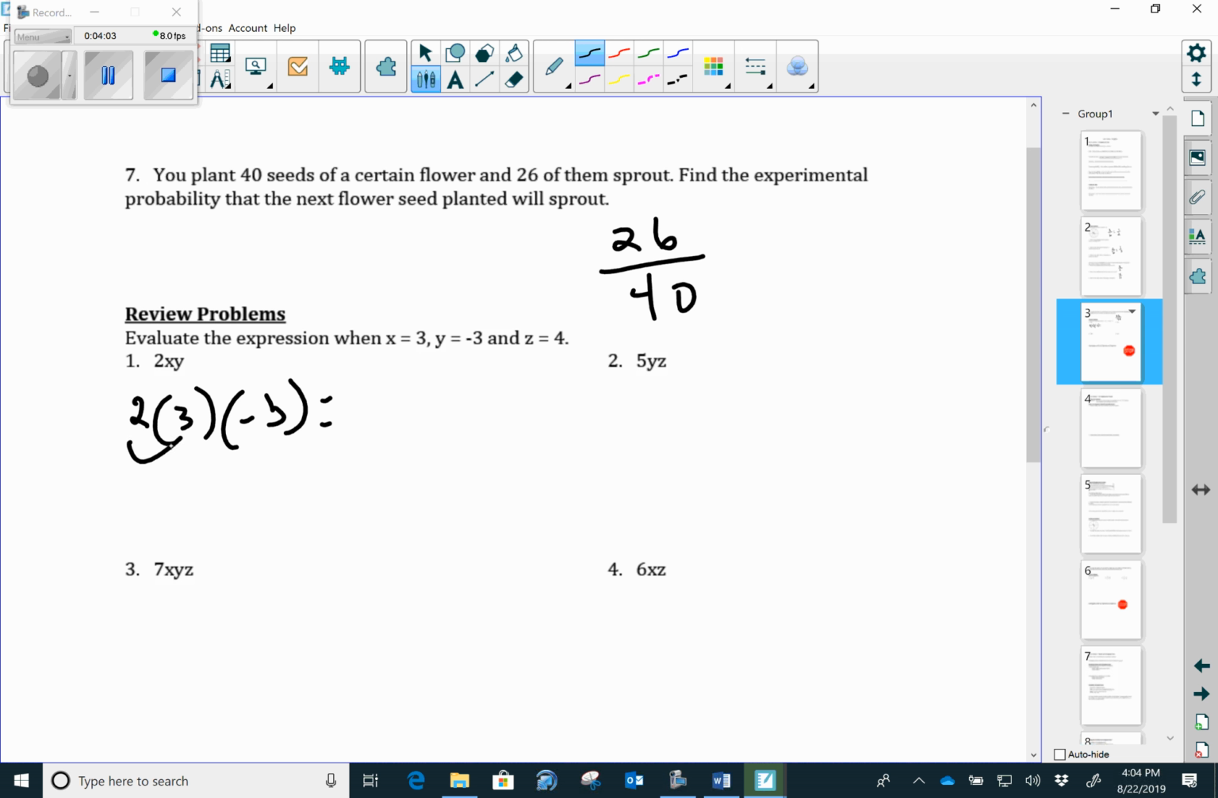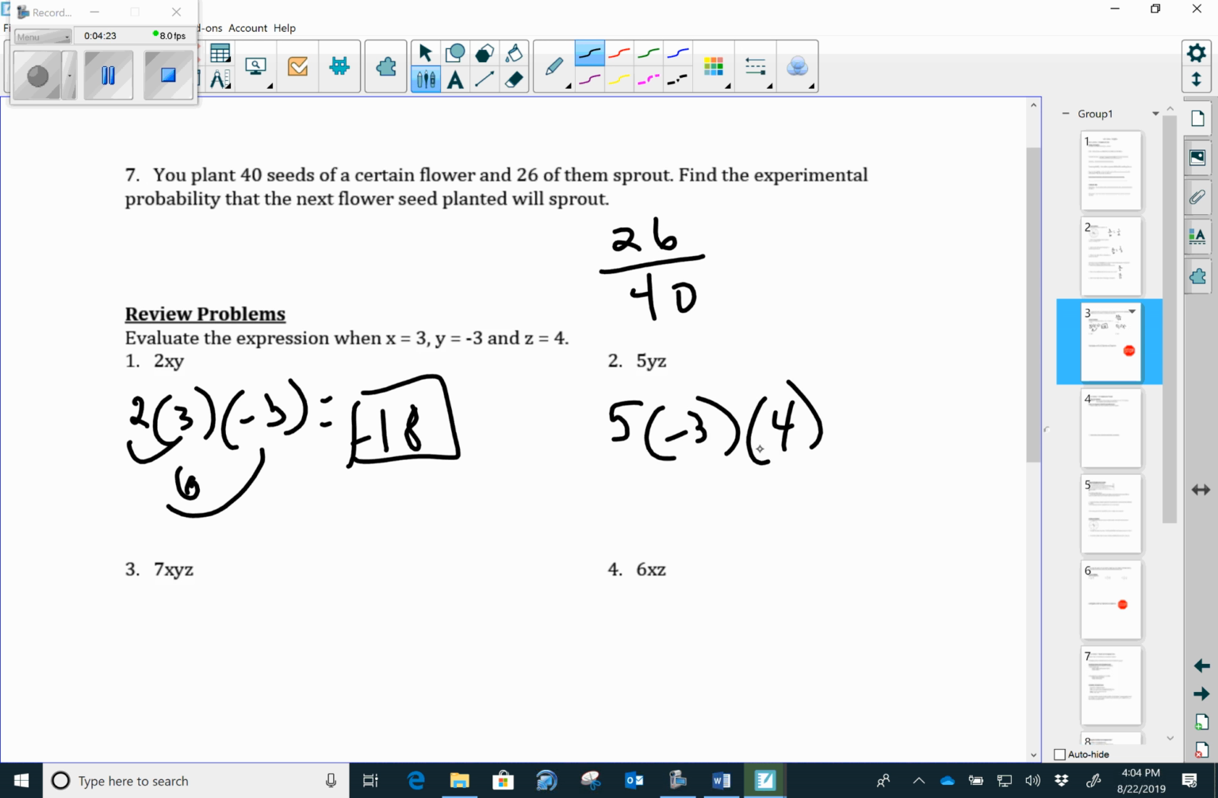So 2 times 3 is 6. When you multiply that by -3, you get -18. Now let's do example 2. 5yz. 5 times -3, and z is 4. Again, follow the order of operation rules. 5 times -3 is -15, and then -15 times 4 is -60. Okay, I'll let you try examples 3 and 4.